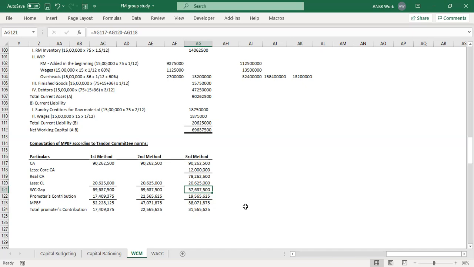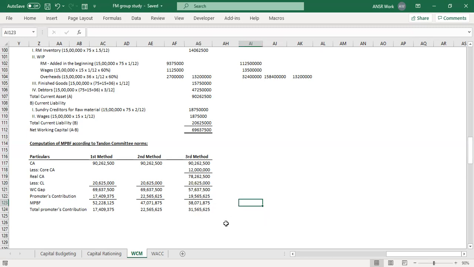You can also practice a few other questions, which will also help you. I think we have already done 3 questions now, including this one. You can practice those on your own, and I think that should make it clearer. So this MPBF abbreviation is maximum permissible bank finance. And total promoter's contribution we are calculating by deducting it from the working capital gap, is it?